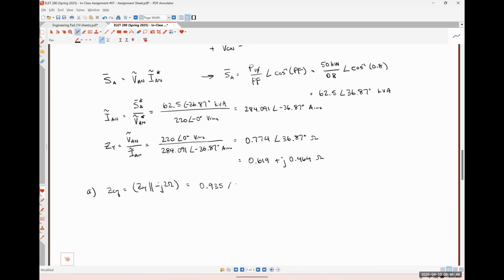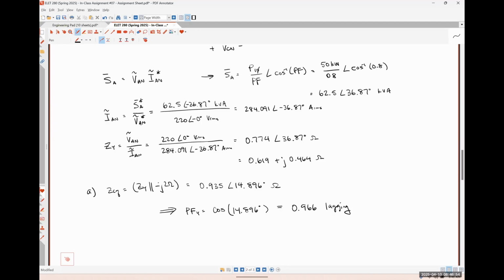0.935 and some change with an angle of 14.896 degrees ohms. And from this, the power factor with the capacitor bank connected in Y is just going to be the cosine of this 14.896 degrees. Because once again, the angle of the impedance is the same thing as the power factor angle. So because I know what my impedance is in polar form, I can just calculate my power factor directly. So cosine of that angle gives me 0.966. Is this a leading power factor or a lagging power factor? Lagging because the angle is positive.